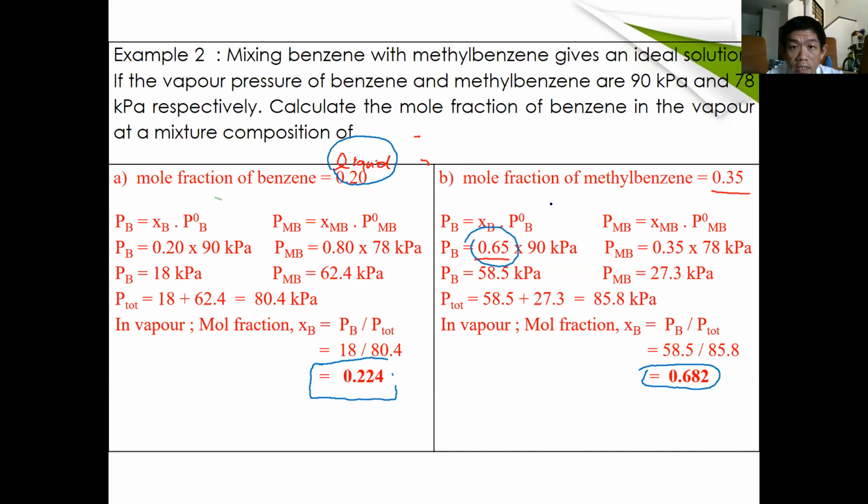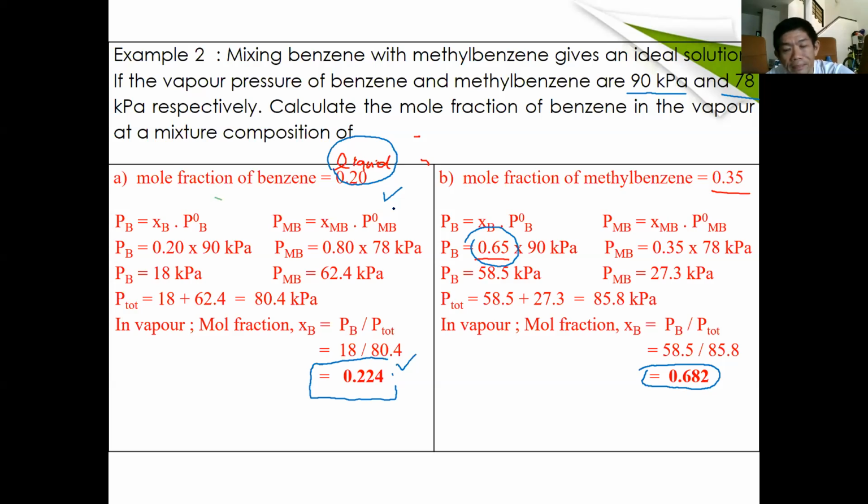When you mix two ideal solutions, the one with the higher vapor pressure, here benzene is 90 kilopascal and methylbenzene is 78, isn't it? The one with the higher vapor pressure will produce more vapor. When it produces more vapor, it is normal that the gaseous mole fraction will be greater than its liquid mole fraction. Because once a substance is easier to vaporize, you expect it has more vapor in the surrounding. Conversely, those with a lower vapor pressure are harder to vaporize, so the gaseous composition will be lesser than the liquid composition. This is something you must know by yourself.